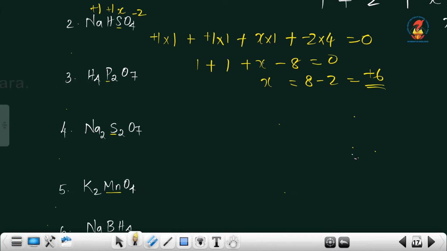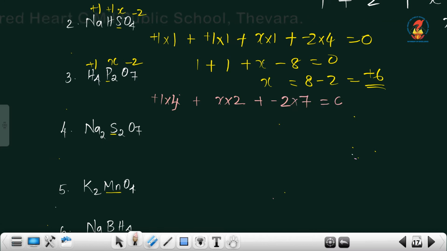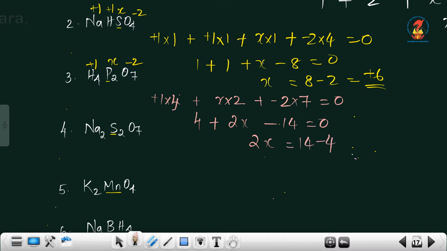Now in H4P2O7, hydrogen we know is +1, phosphorus we can take as x, oxygen we know is -2. So we can write +1 into 4, because we have 4 hydrogen atoms, plus x into 2, because we have 2 phosphorus atoms present here, then -2 into 7 equal to 0. So 4 plus 2x minus 14 equal to 0, that is 2x equal to 14 minus 4, that is 2x equal to 10. So x equal to 5.